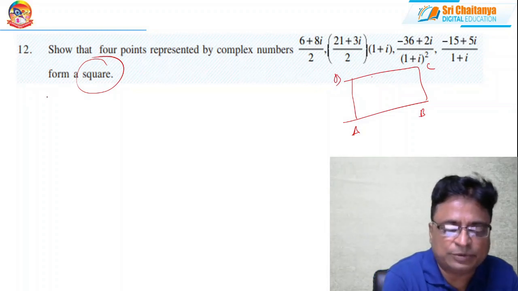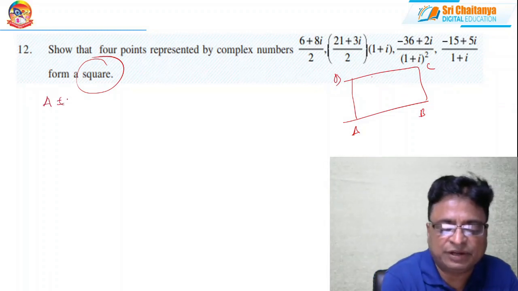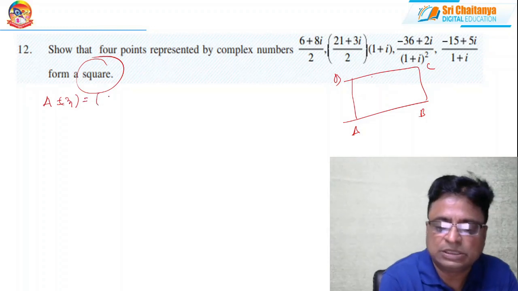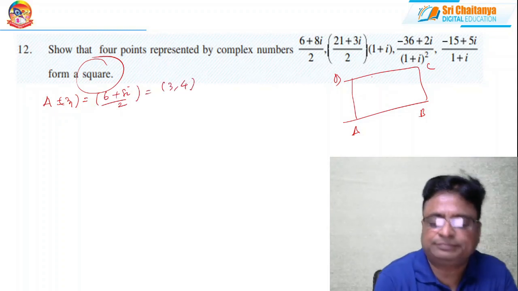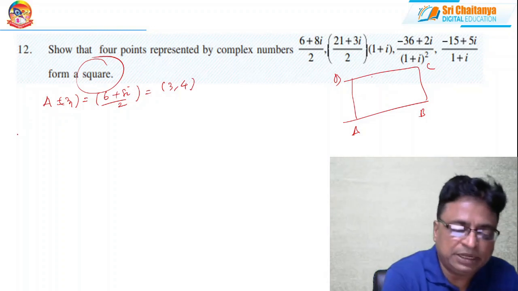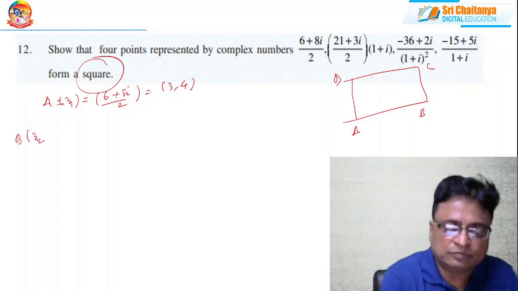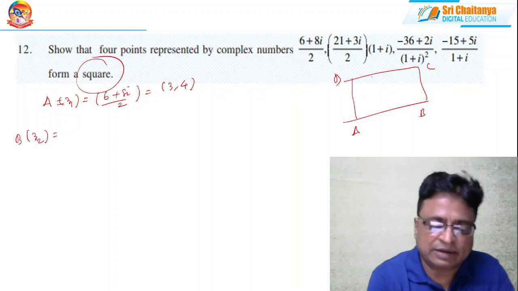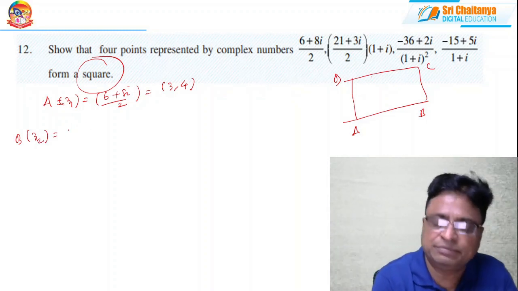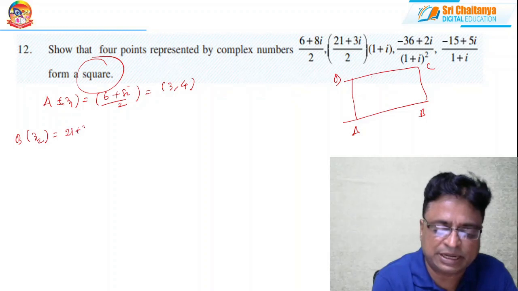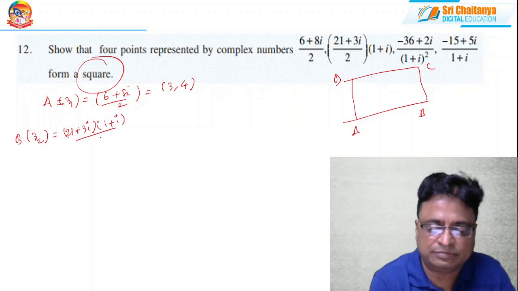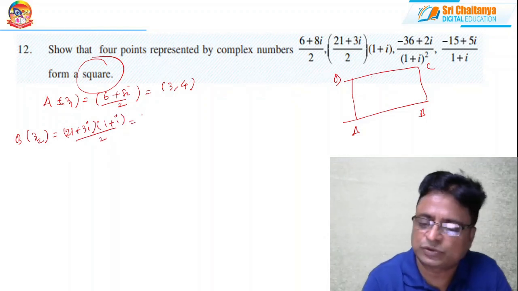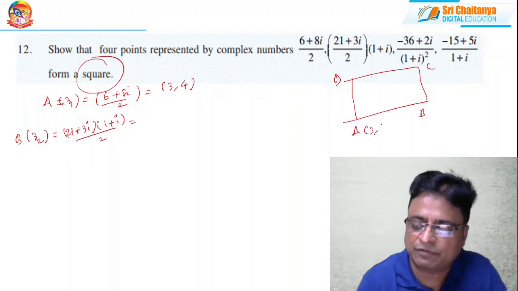So A is equal to, that is z1 as usual, (6 plus 8i) by 2. This is nothing but (3, 4). And B, another vertex z2, I can write after simplification only. Because the first one is (21 plus 3i) into (1 plus i) by 2. After simplification, what is it? So one vertex is (3, 4).